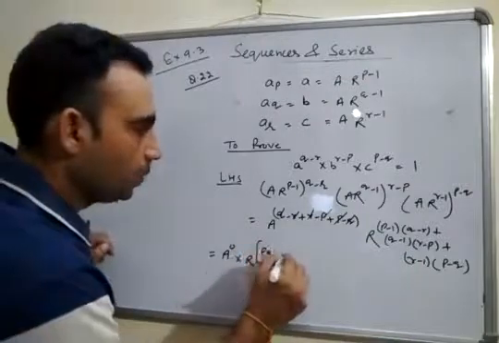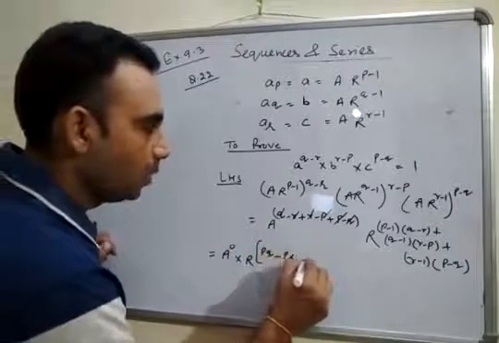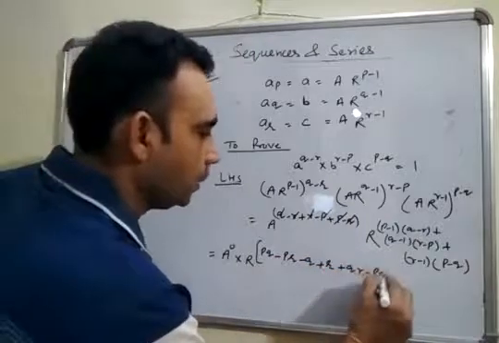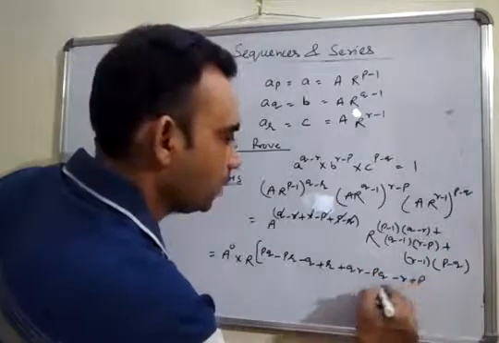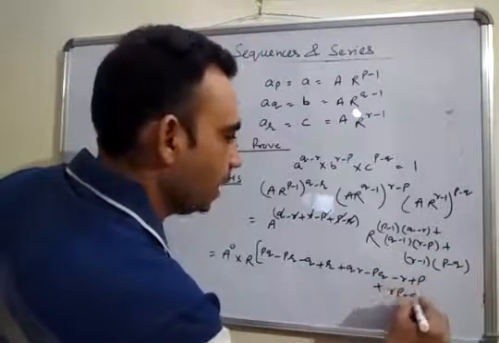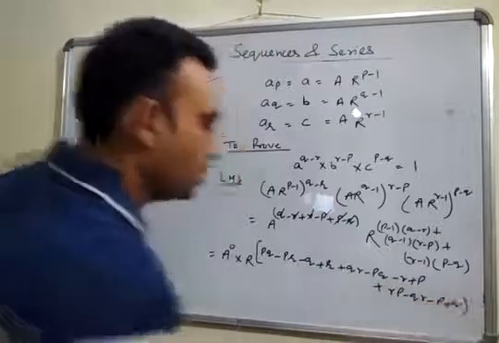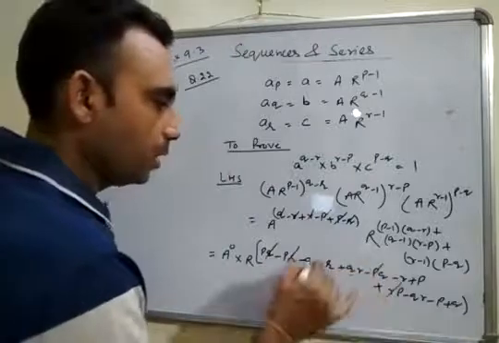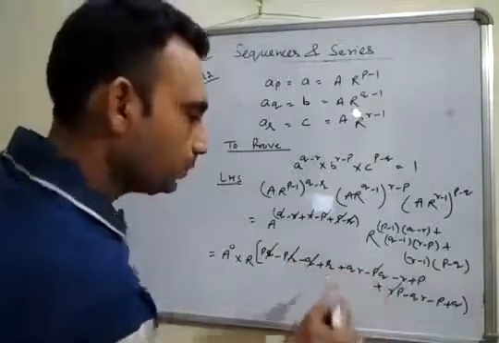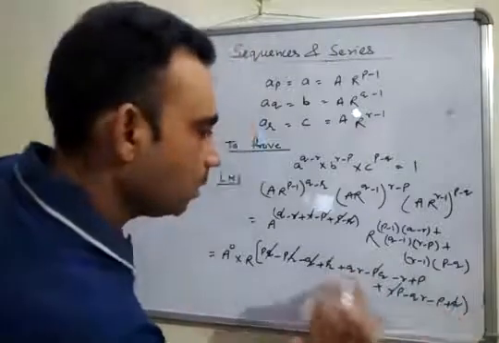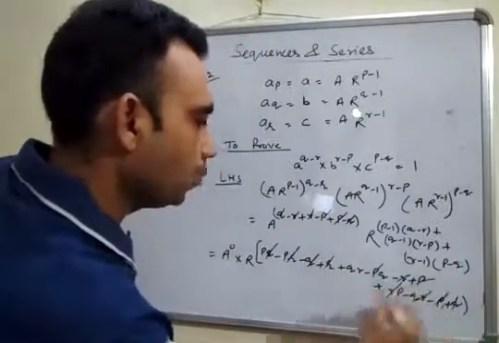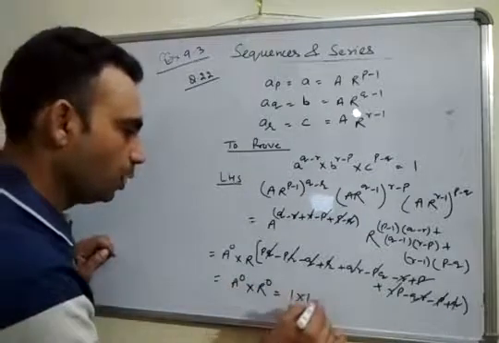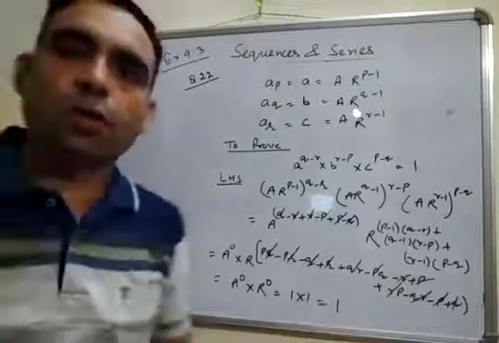PQ minus PR minus Q plus R plus QR minus PQ minus R plus P plus PR minus QR minus P plus Q. Cancel: PQ, PQ; PR, PR; Q, Q; R, R; P, P; QR, QR. So A to the power 0 into R to the power 0 is 1 into 1, which is equal to 1.